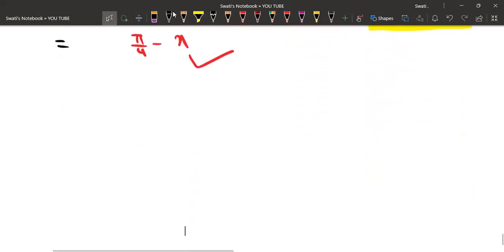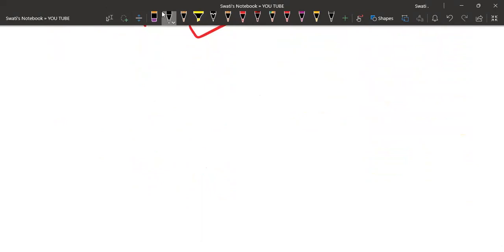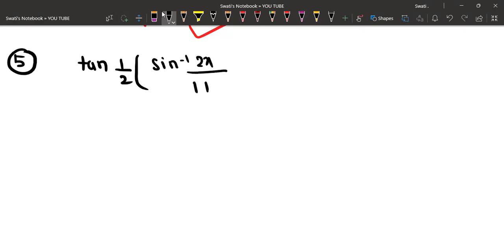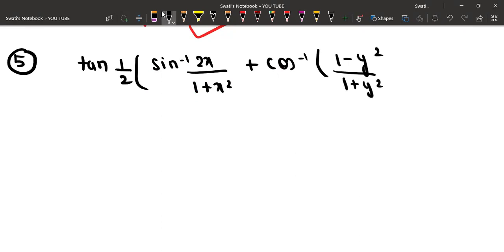And we are done with this question as well. Let's go to the fifth question. So in the fifth question, we simply need to find out the value of tan 1 upon 2 sine inverse 2x upon 1 plus x square plus cos inverse 1 minus y square upon 1 plus y square.